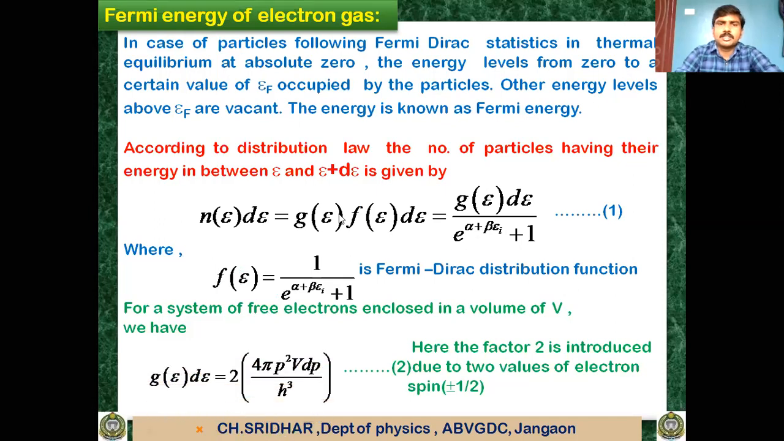And G(E) dE is equal to 2 into 4 pi p squared V dp by h cubed, where the factor 2 is introduced due to the two values of electron spin, plus 1 and minus 1. So it is having two spins. That is the reason we have this multiplication factor in the distribution of energies, that is G(E) dE, the energy levels.